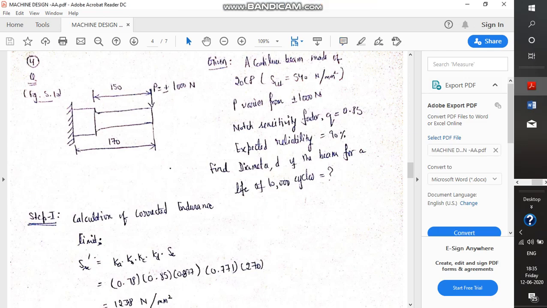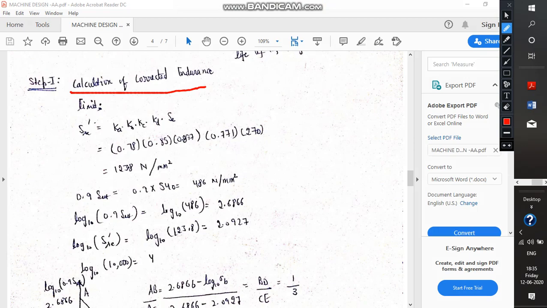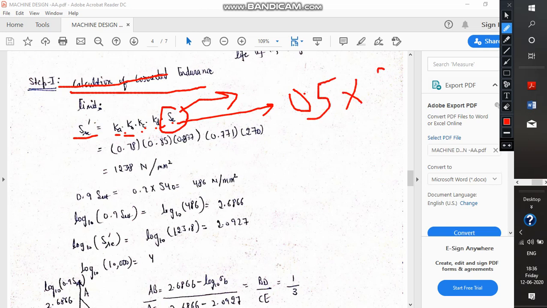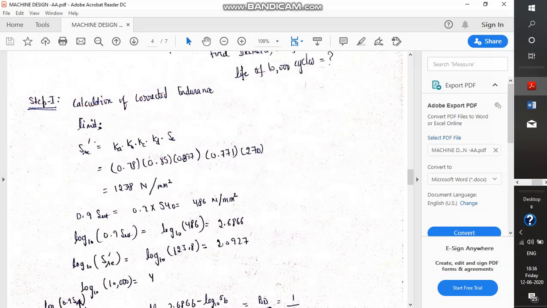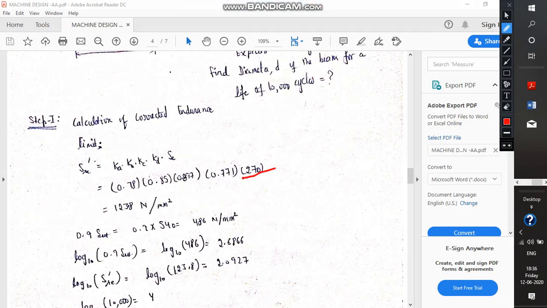Now we have the very first step. In the first step, we have to proceed in a similar manner, that we have to find the corrected endurance limit, and we are going to multiply all the four derating factors by the endurance limit. And how do we find the endurance limit? It is actually the approximated endurance limit, and since it is a type of steel, we are going to multiply the factor, that is 0.5 times the SUT. Since SUT is 540, its half will be 270, and the same thing has been taken.